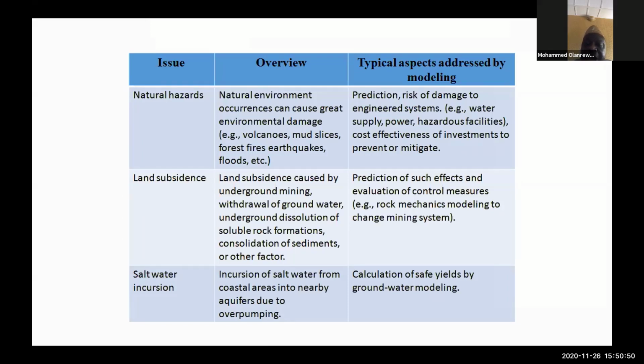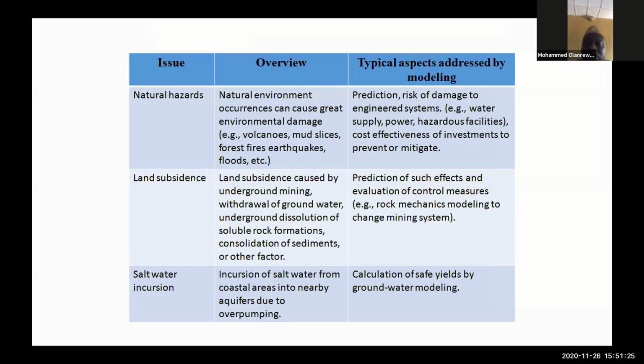Land subsidence. This is caused by underground mining, which, if we look at Zamfara right now, is what is happening. Withdrawal of groundwater, underground dissolution of soluble rock formations, consolidation of sediments, and other factors. Zamfara State, Plateau, Nasarawa, they have this problem there. Prediction of such effects and evaluation of control measures. Rock mechanics modeling to change mining system.